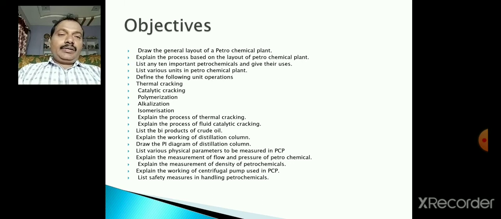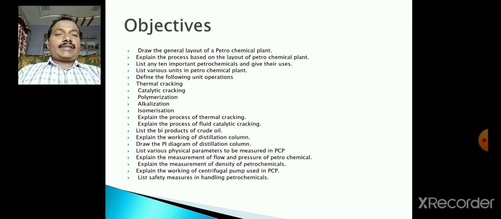After that, we saw what byproducts are available out of petroleum and natural gases, and how those byproducts are used as a feedstock to the petrochemical plant. And we have considered the distillation column, we have discussed the working of the distillation column, and we have discussed the P&I diagram of the distillation column.